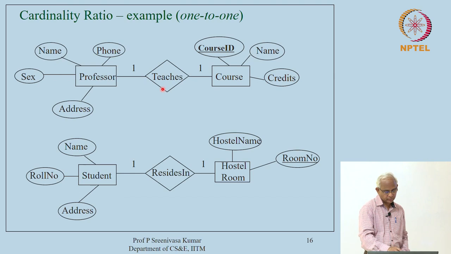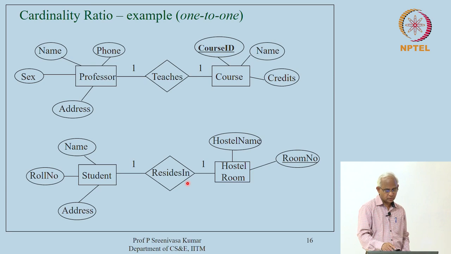In a similar way, suppose there is a policy in the institute that the students have to be allotted single rooms, so each person has to be associated with exactly one room. So, the resides-in association between students and hostel rooms is a 1 to 1 relationship.